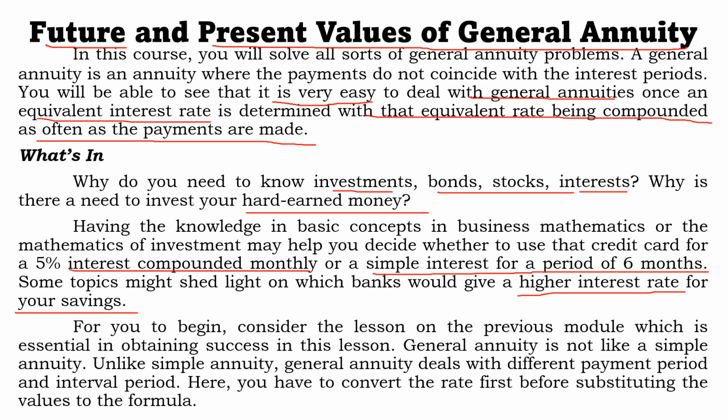General annuity is not like a simple annuity. Unlike simple annuity, general annuity deals with a different payment period and interval period. Here, you have to convert the rate first before substituting the values into the formula. That's the only difference between your simple and your general annuity: the payment period is not the same as the interval period.